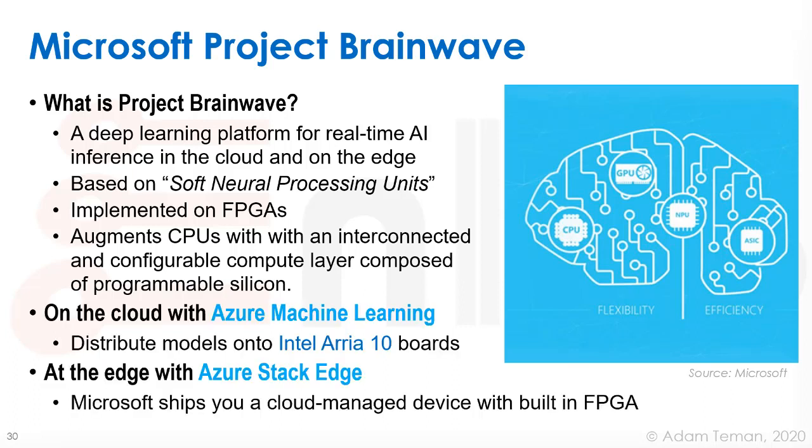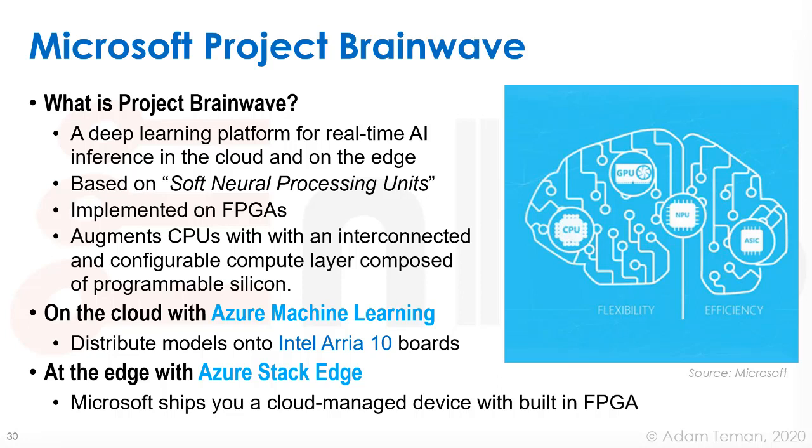One is in the Azure cloud, so it's called Azure Machine Learning, and you can distribute models onto Intel Arria 10 boards. Intel Arria are what used to be Altera, bought by Intel. They're the big competitors of Xilinx in this. So Microsoft is working with Intel on that. And at the edge, they're giving something called the Azure Stack Edge, where Microsoft ships you a cloud-managed device with a built-in FPGA. So Microsoft has really bet on this, putting out FPGAs out there that you can rent and you can reprogram them and so forth.